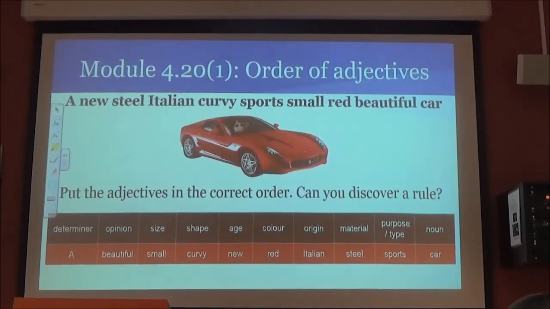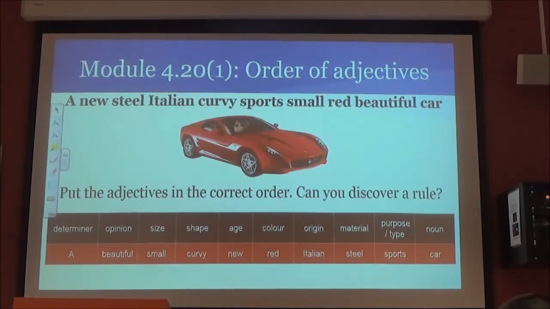Then we use the adjective that describes opinion, then size, and shape, then age, then color, then origin, then material, then purpose and type. Now, of course, in reality, you would only use 2 or 3 adjectives like opinion, age, and material. So then you say a beautiful small steel car, or a beautiful small sports car.